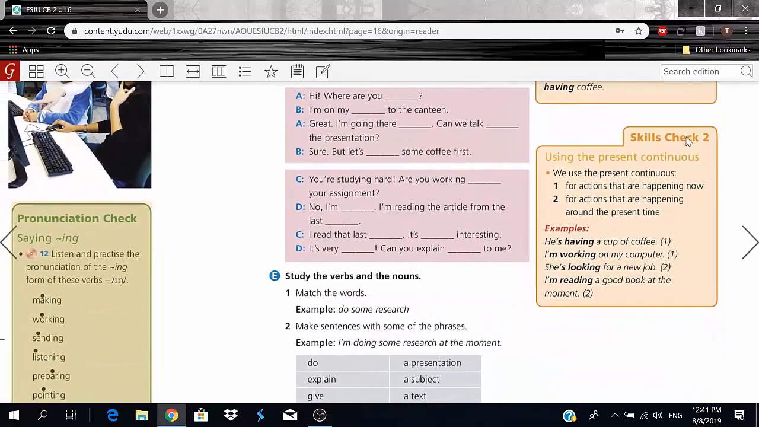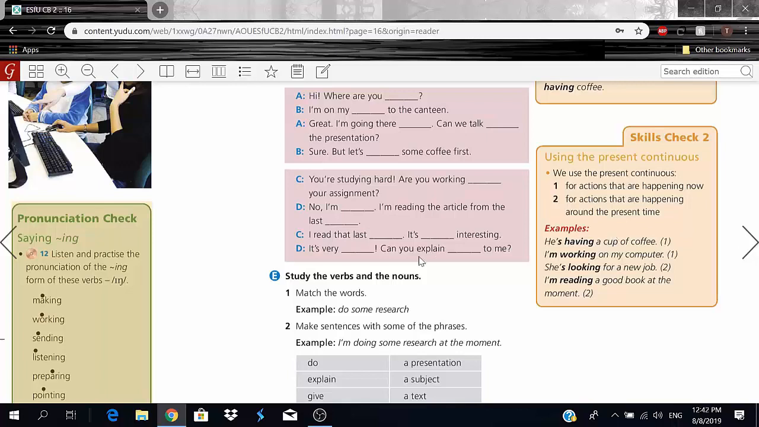Okay, so here we have skills check 2. This is pretty important. So using the present continuous, what we've been talking about this whole lesson, adding the ing to the verbs. So we use the present continuous for actions that are happening now. I'm eating, I'm playing, I'm studying, I'm sleeping, things that I'm doing right now, you guys, okay? And for actions that are happening around the present time, okay? So basically the same thing.